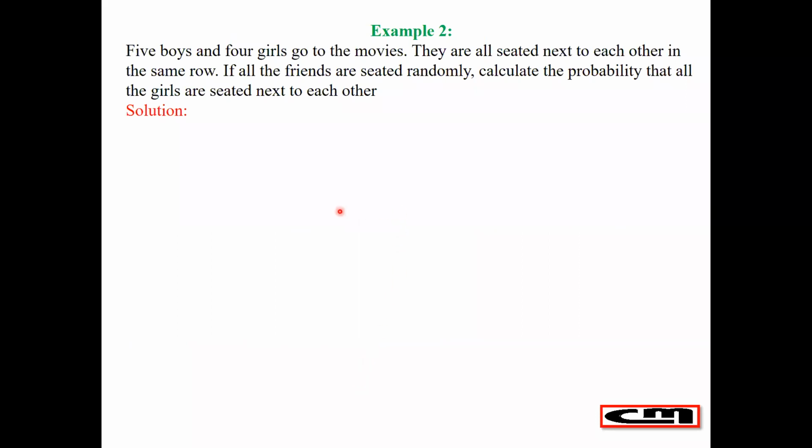Right, example number 2. 5 boys and 4 girls go to the movies. They are all seated next to each other in the same row. If all the friends are seated randomly, calculate the probability that all the girls are seated next to each other. Right here, of course, we want to find the probability that they are seated next to each other. But to find the probability, we should find the favorable outcomes over the possible outcomes. Our favorable outcomes is the girls seated next to each other, right?